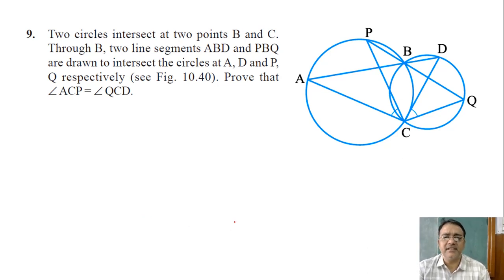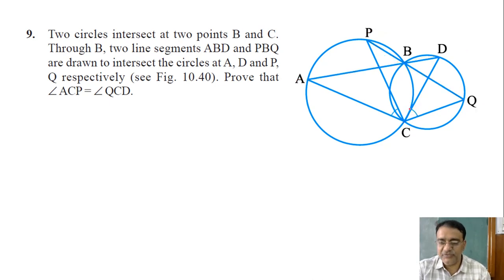Two circles intersect at two points B and C. And through B, two line segments ABD and BPQ, ABD this one and BPQ this one, are drawn to intersect the circles at points A, D, P, Q respectively. Prove that angle ACP, this angle, is equal to angle QCD, this angle.